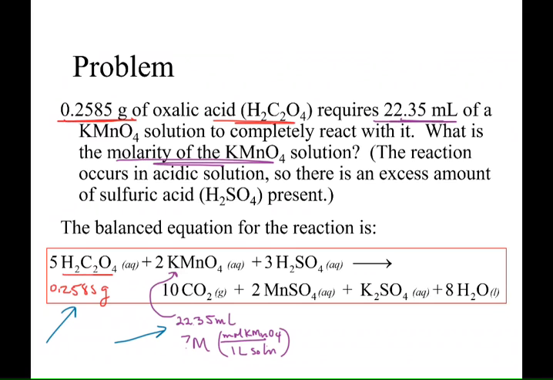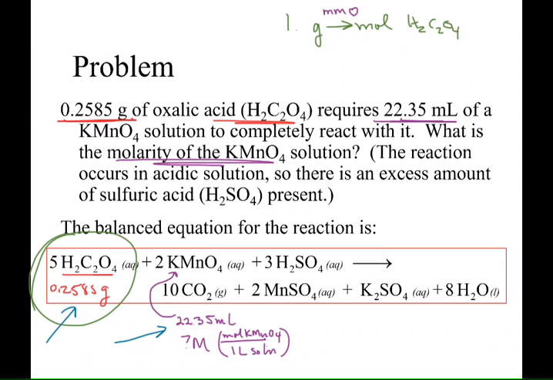But do you see where, if you're given a solid like this, if you're given the mass of a solid, we can go, step 1, from grams to moles of oxalic acid, which is H2C2O4. And how can we do that? Using its molar mass. Everybody loves a molar mass.